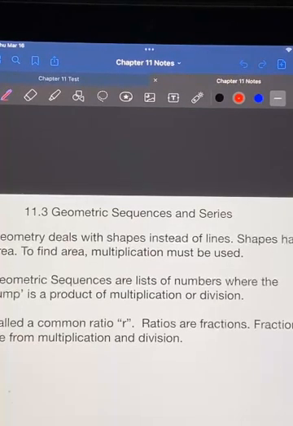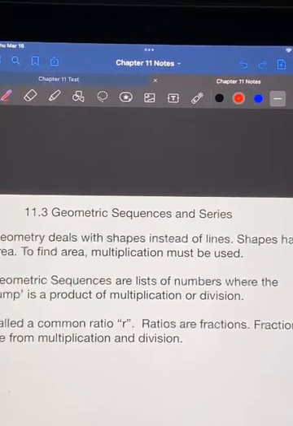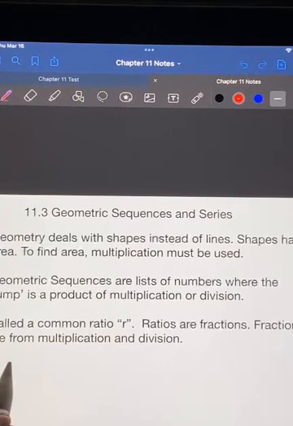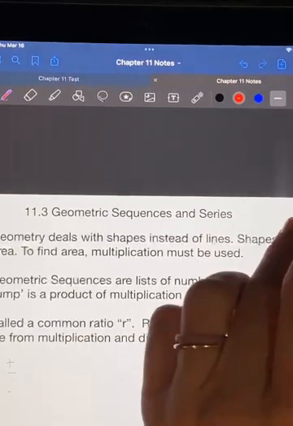Hello, here's a quick review over 11.3 geometric sequences and series, and what are our big takeaways and what do we really need to know? So as we learned in 11.1 and 11.2, we were looking at arithmetic sequences and series and looking at how those have to do with our jumps that have to deal with addition or subtraction.